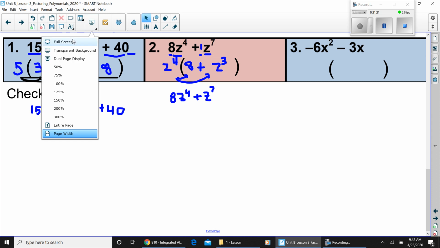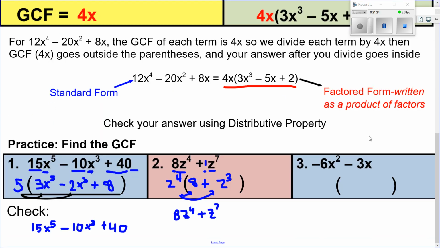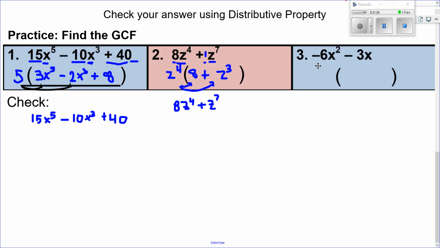Okay, so what we have here is negative 6x squared minus 3x. You're looking at just the numbers first, the coefficients, I should say. Out of that negative 6 and that negative 3, what is the greatest common factor that you can pull out? The greatest common factor. If you said 3, you're correct.